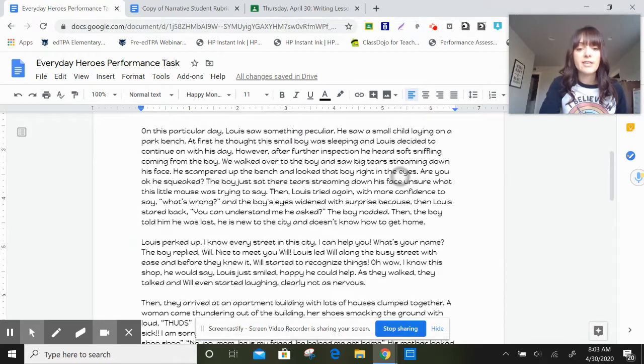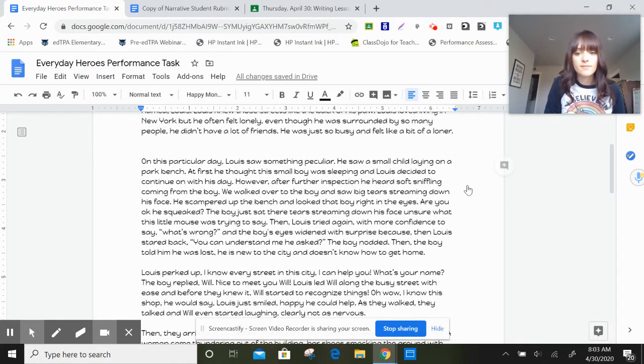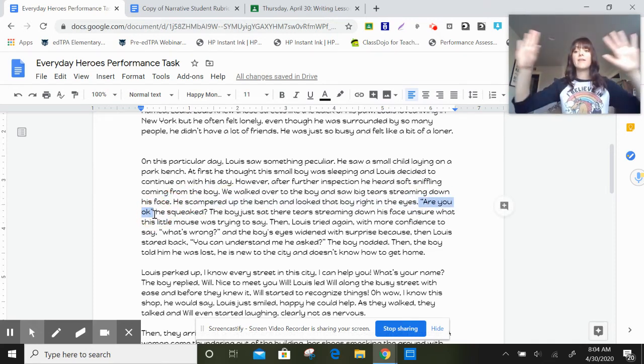So if you look here, "Are you okay?" he squeaked. So "Are you okay?" Those are the words that are coming out of this mouse's mouth. "Are you okay?" he squeaked. So those are going to be in quotation marks because those are the parts he said. And then he squeaked. That's my example of, instead of him saying he said, I wanted to say he squeaked.